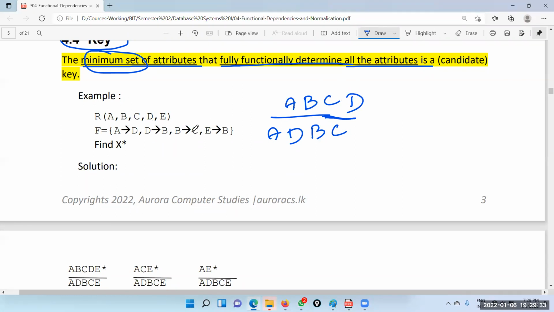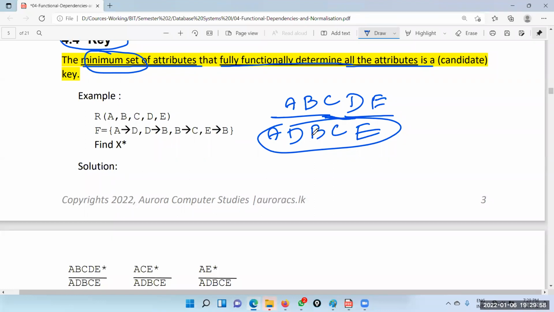Now additionally D determines B, and nothing else. Still we are not done. So then we have to add D also. Then by reflexivity E determines C. Now we got everything. So if you go by that approach, my key must be the A, B, C, D combination. That means all the fields combination.